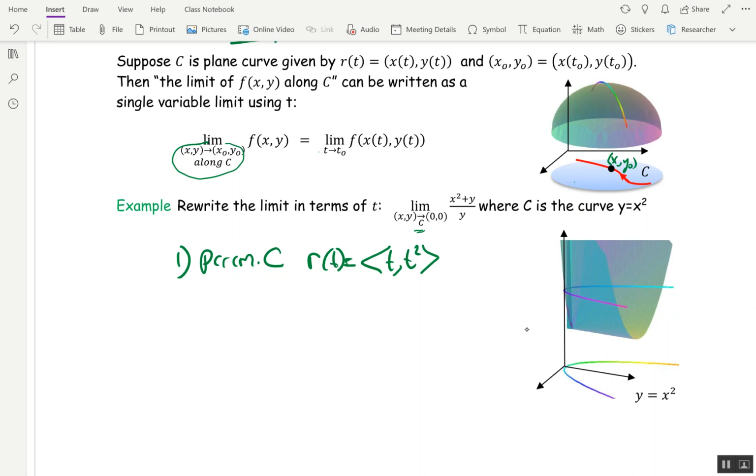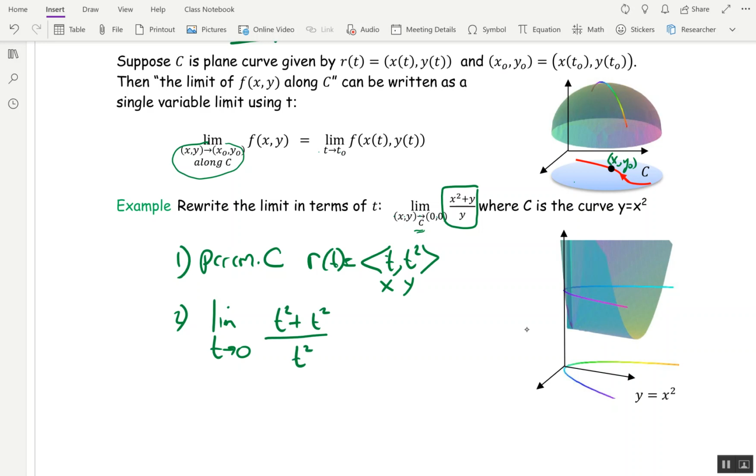Notice as (x, y) goes to (0, 0), that's the same as setting t equal to 0. So the second step is to rewrite our limit. I'm going to replace (x, y) goes to (0, 0) with t goes to 0. And everywhere I see an x, I put in a t, and everywhere I see a y, I put in a t squared. That gives me t squared plus t squared, divided by t squared.